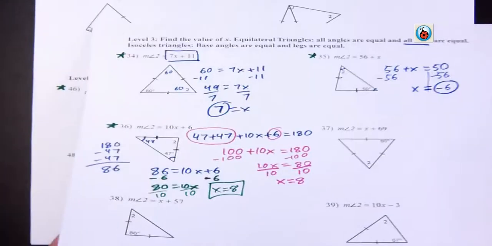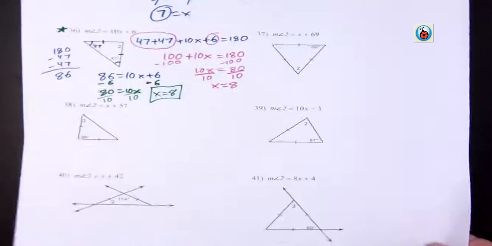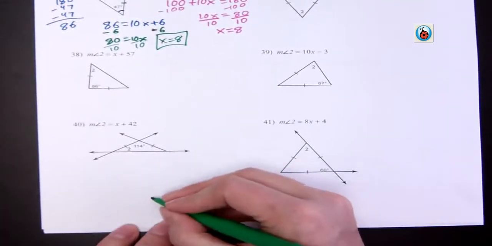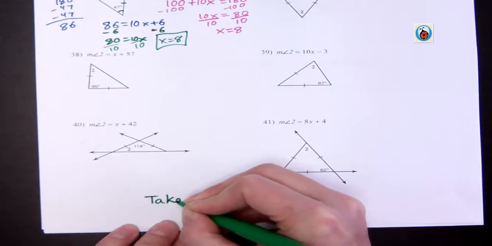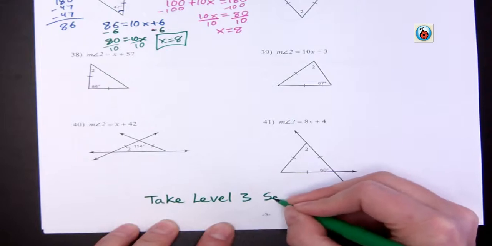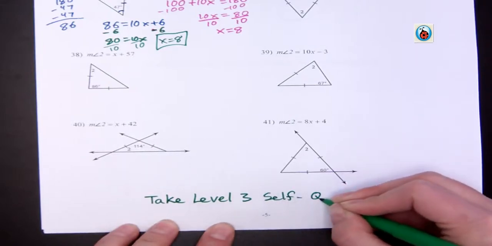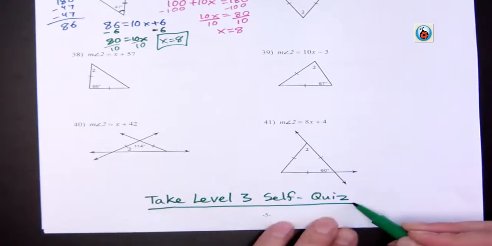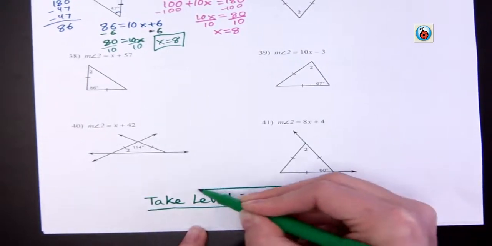Okay, so our next page starts level 4. So when you reach the end of this page and have checked your answers, you're going to take your level 3 self-quiz. So that is your next step. Take that level 3 self-quiz.